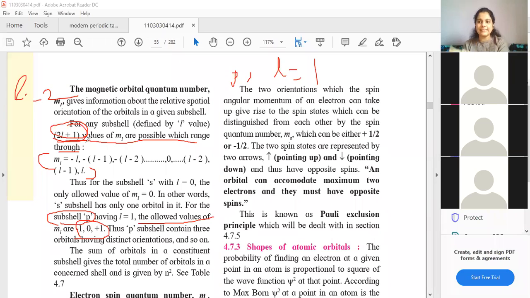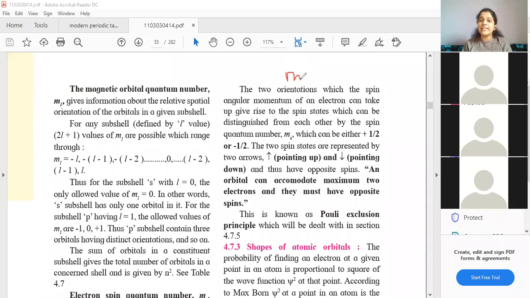Last one, when L is 3. L is 3 means we are discussing SPDF, the final F subshell. So if you substitute 3 over here, students, 3 2s are 6 plus 1, that is 7. I hope now it makes sense, whatever I explained earlier, that inside S there are no orbitals. S is on its own. Whenever I write S and bracket 1, it means that S is on its own. It does not have suborbitals inside it. I hope you are understanding this.